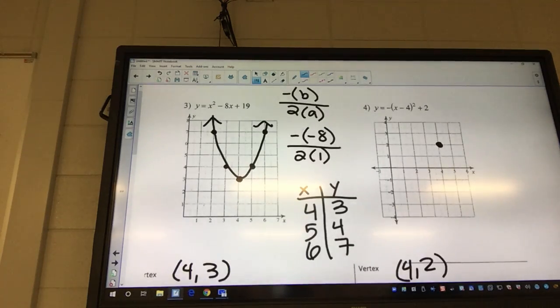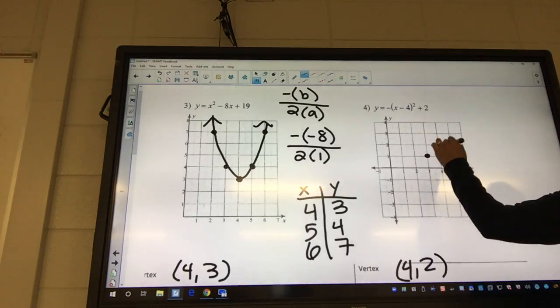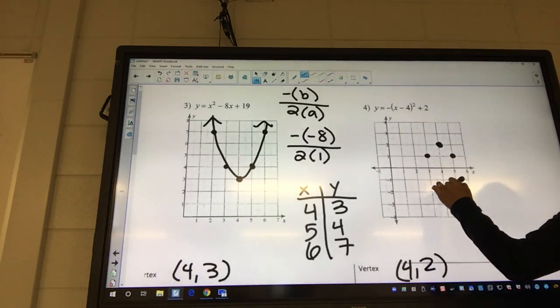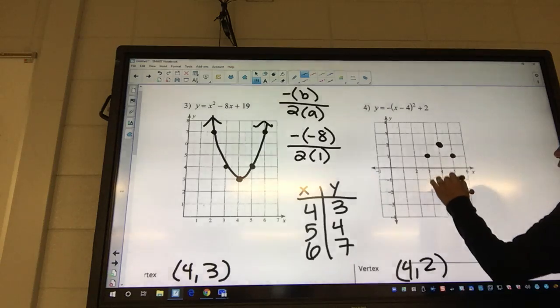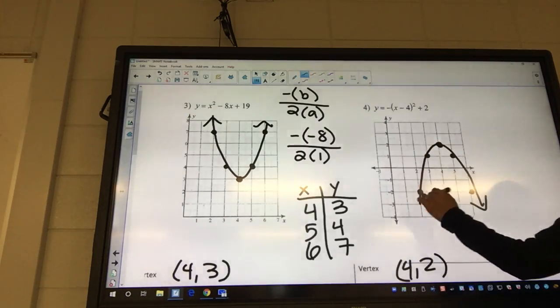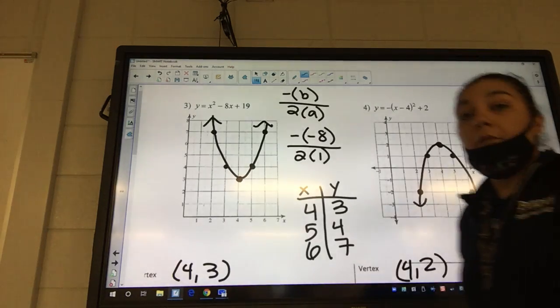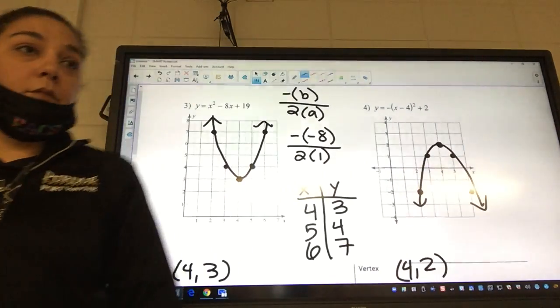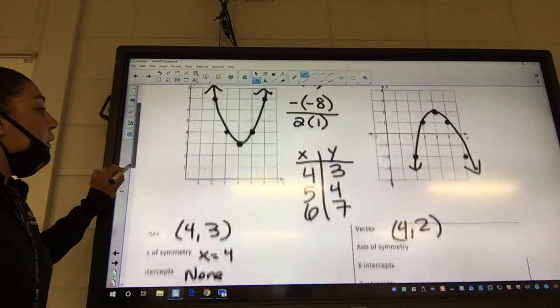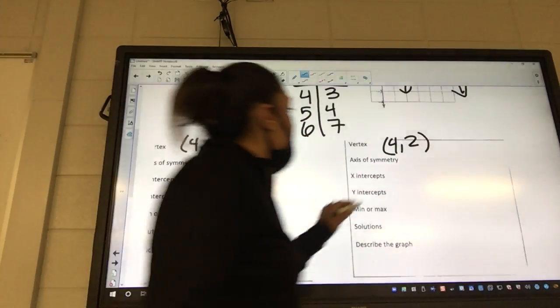So you can just go down 1 over 1 and down 4 over 2. 1, 2, 3, 4, 1, 2. Okay, what's the axis of symmetry? X equals 4.